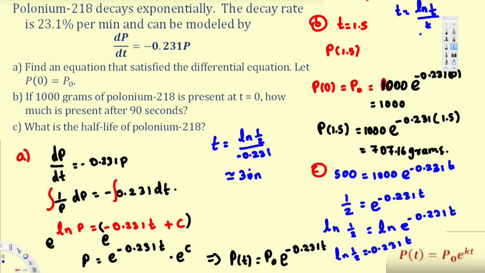And that's how we do this kind of problem. The constant value is this value, -0.231. You can see in the original equation, this is our k, and that's how we do that. I hope this helps. Thanks for watching.